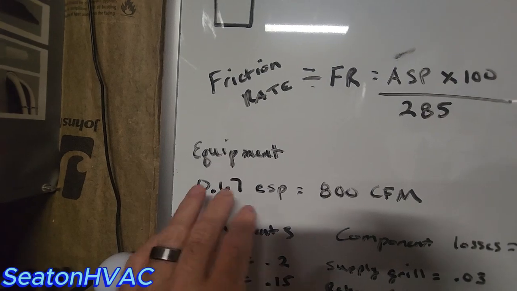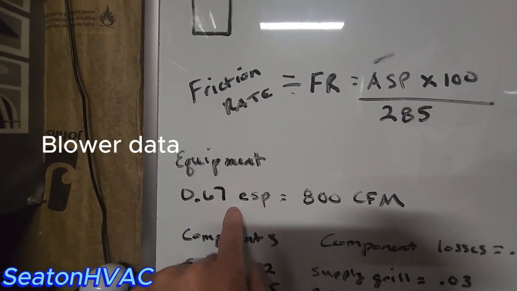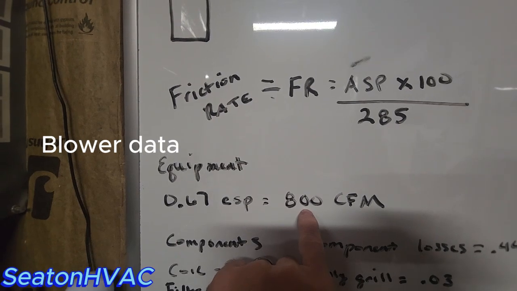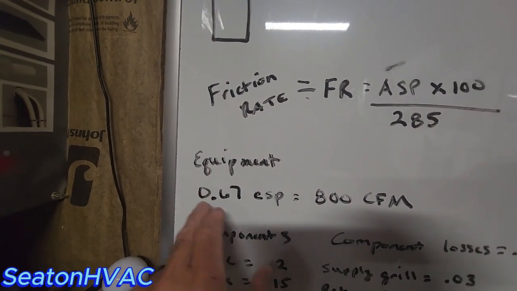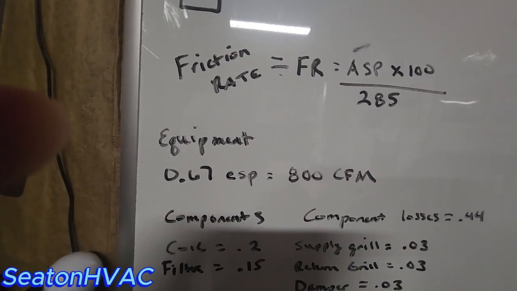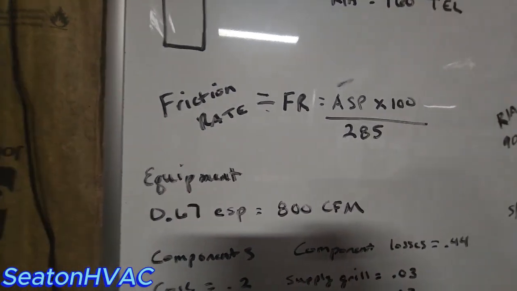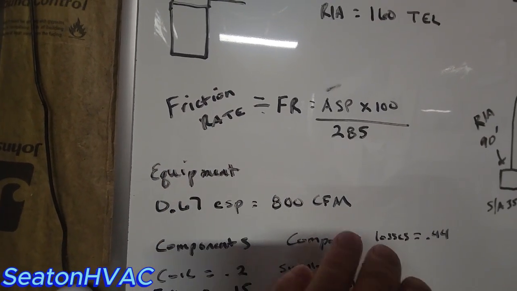Well, this is where you go back to your manufacturer's equipment data and find out what external static pressure gives us 800 CFM. This is all fictional. So let's say on this piece of equipment that 0.67 ESP, external static pressure, gives us 800 CFM. Well, we have a budget of that total with our duct system.